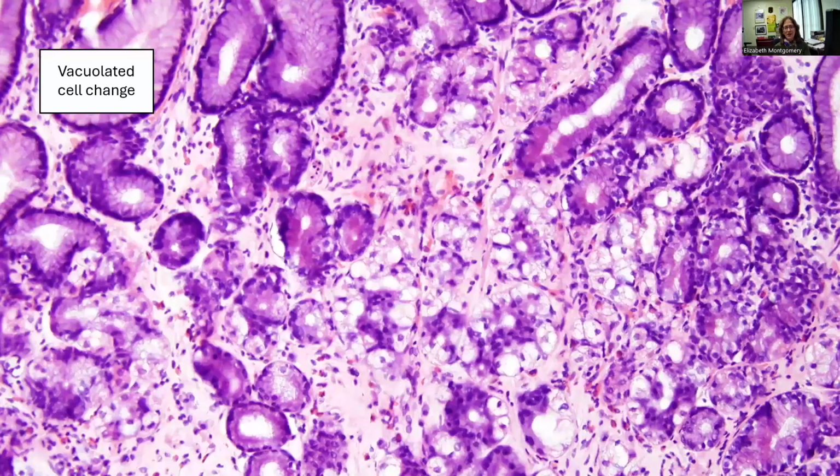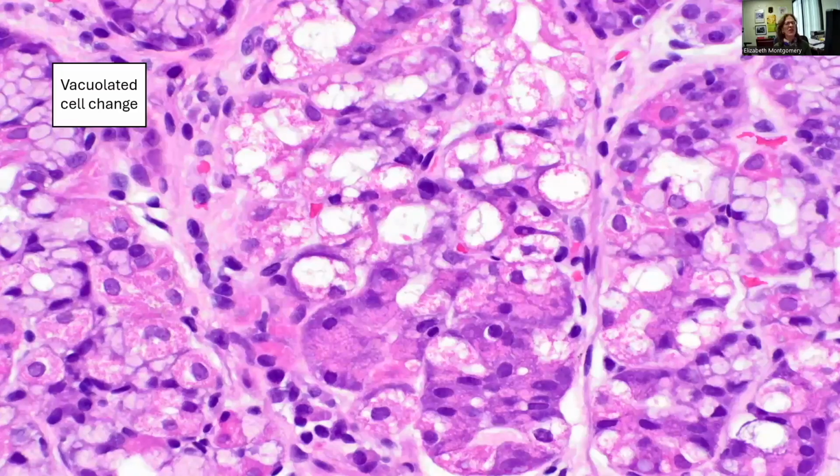What's going on here? Well, this is not in situ signet ring cell carcinoma. This has just been called vacuolated cell change years ago by Carlos Rubio. And basically, you just see all this weird vacuolization of the specific glands in the stomach. In all likelihood, it relates to proton pump inhibitors many times, but this is not what in situ signet ring cell carcinoma looks like. Here's more of it at high power, and it's really striking.